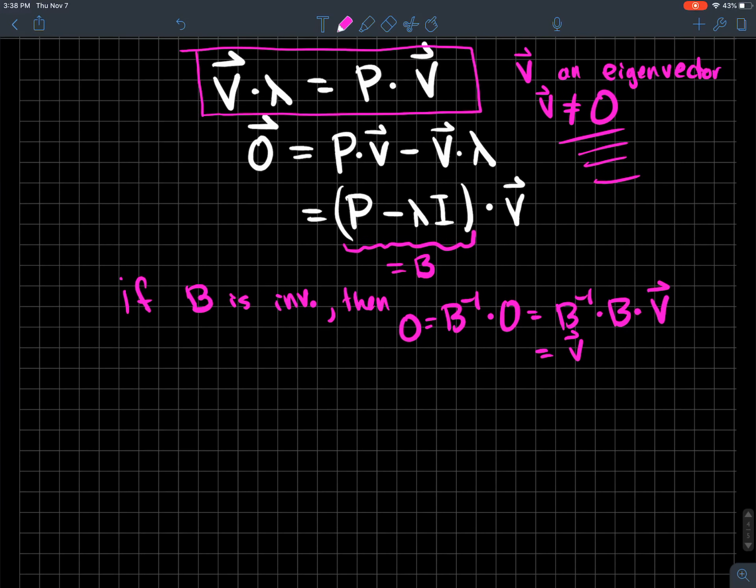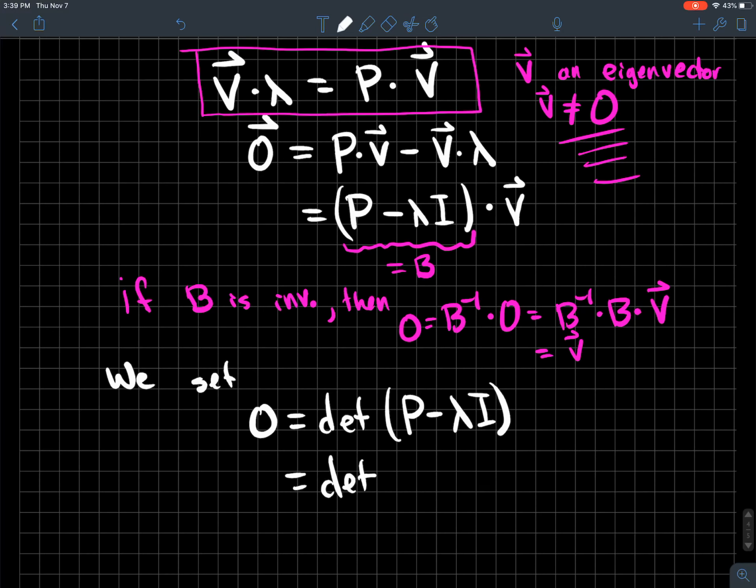So if we restrict ourselves to B being not invertible, we find such a solution. We find our eigenvectors. All right, how do we guarantee that? Well, we want the determinant to be 0. So we set the determinant, now this is just the normal 0, of P minus lambda I to be 0.